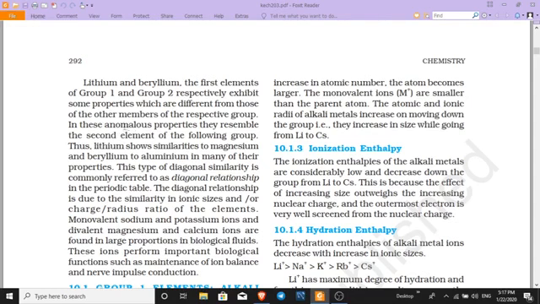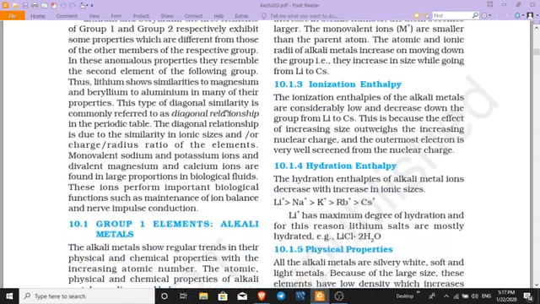In these anomalous properties, they resemble the second element of the following group. Thus, lithium shows similarity to magnesium and beryllium to aluminium in many of their properties. This type of diagonal similarity is commonly referred to as diagonal relationship in the periodic table. The diagonal relationship is due to similarity in ionic sizes and/or charge and radius ratio of elements.